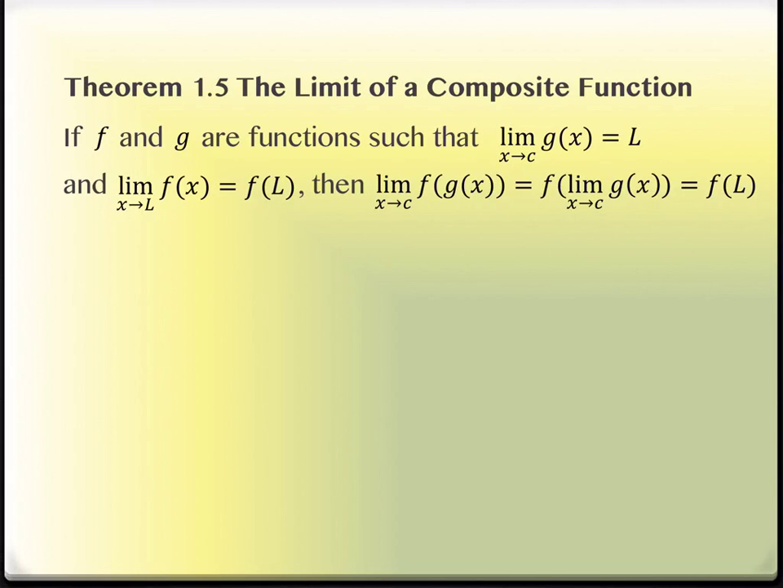Now, I think this is our last one of the definitions, or theorems, excuse me. The limit of a composite function. If f and g are functions such that the limit as x approaches c of g of x is L, and the limit as x approaches L of f of x is f of L, then the limit of f of g of x is equal to f of the limit of g of x, which is equal to f of L.